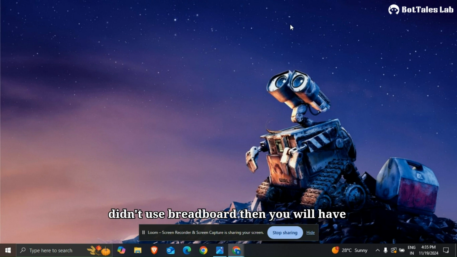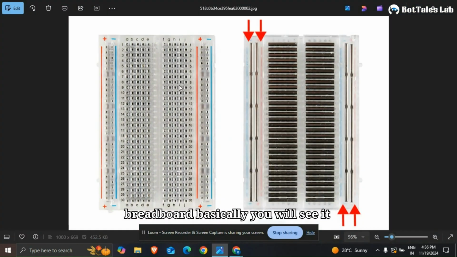If you didn't use a breadboard, you would have to use so many wires, which would be complicated for you. Your circuit will become complex, and if you get any problem in debugging, you can have a lot of difficulty. So I will show you what a breadboard is.